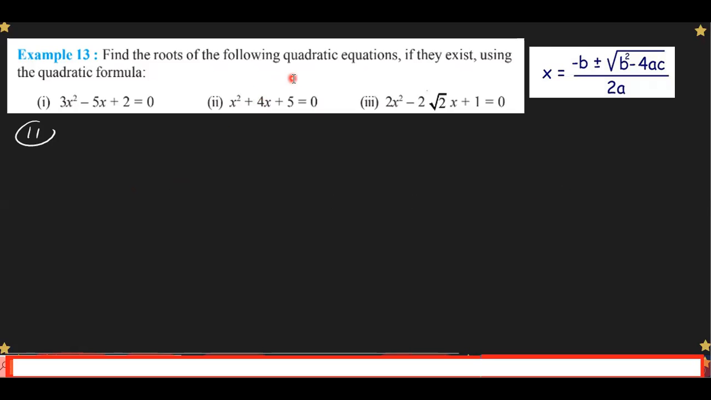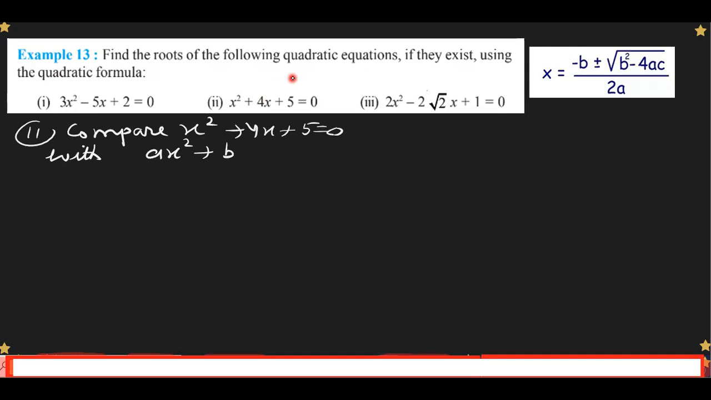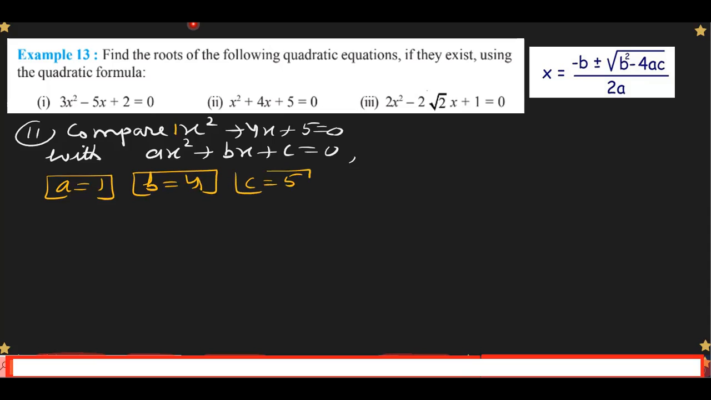Means first part. Second part. Compare the coefficients with the standard form ax square plus bx plus c is equal to 0. We have a is equal to 1, b is plus 4, and c is 5.